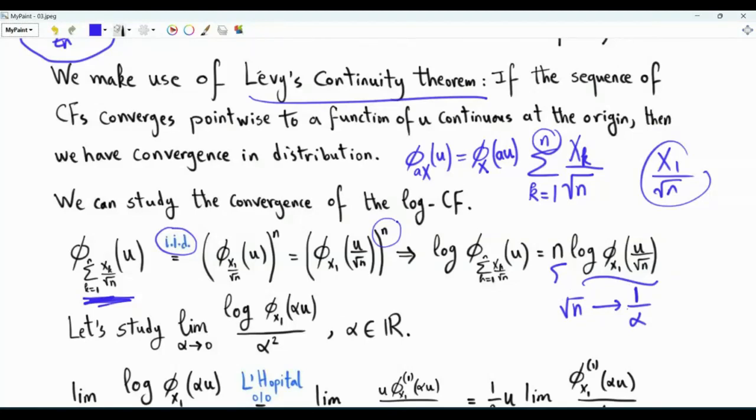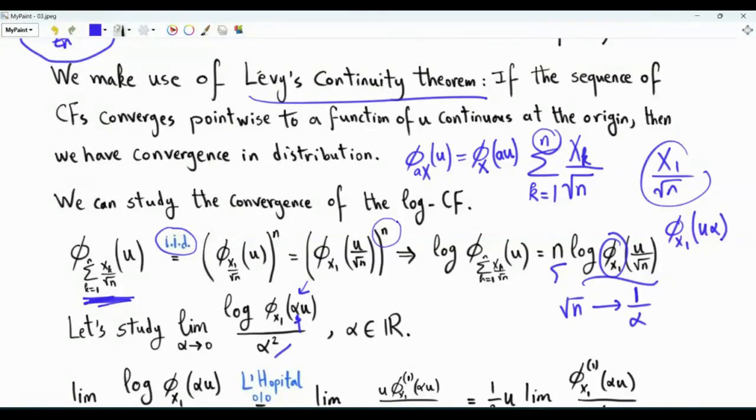If square root n is replaced by 1 over alpha, then the characteristic function phi of x1 will be phi x1 of u alpha, and then the outside factor n will be 1 over alpha squared. Our limit now is the limit of log phi x1 of alpha u divided by alpha squared as alpha tends to 0. Note that the characteristic function, if its input is equal to 0, is 1, and log 1 is 0. If we put 0 in the denominator, we also get a 0. We are in a 0 over 0 situation. We can apply L'Hopital's rule. But note that to apply L'Hopital's rule, we will need to differentiate the characteristic function.